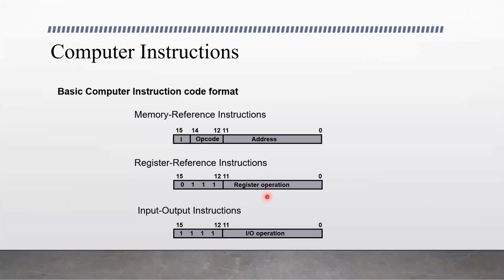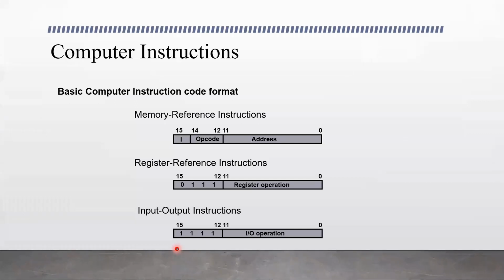Only the register operation is given in this, and the opcode is 111 for register reference instructions and input output instructions. But for the register reference instruction, the most significant bit is 0, whereas for input output instructions, it is 1.